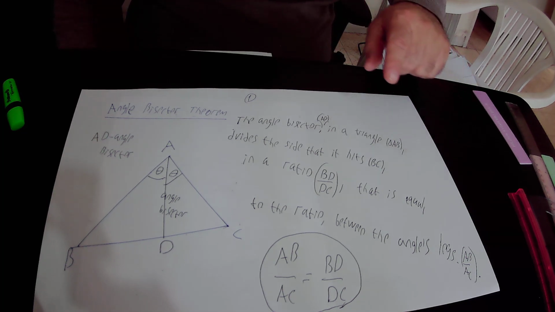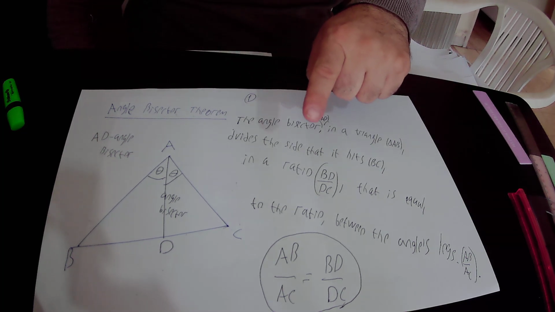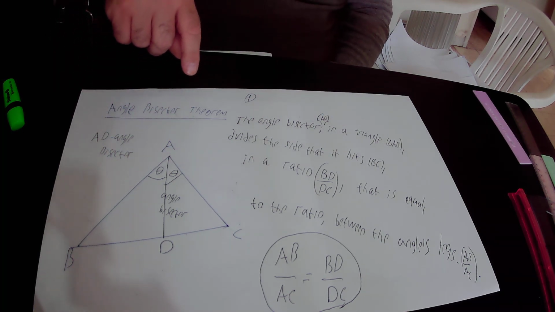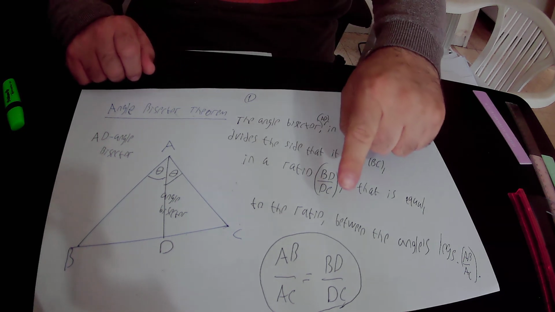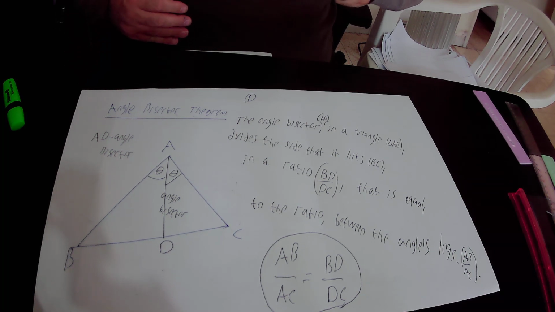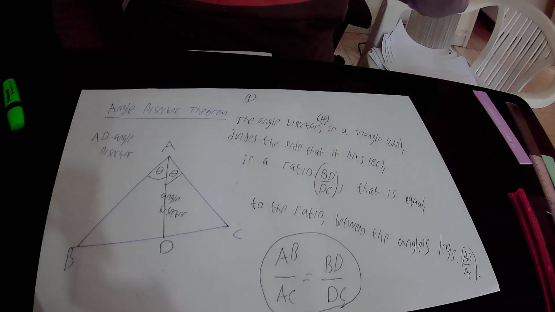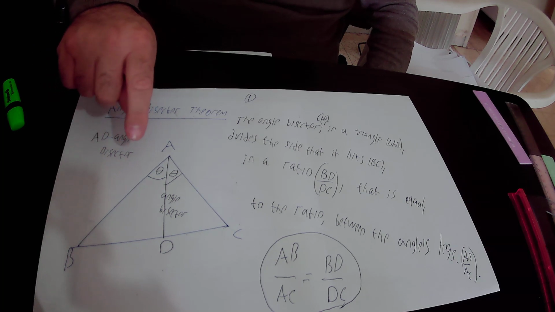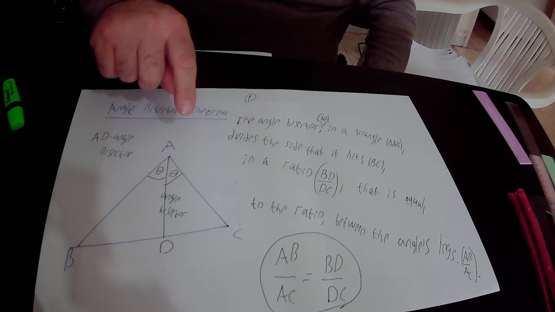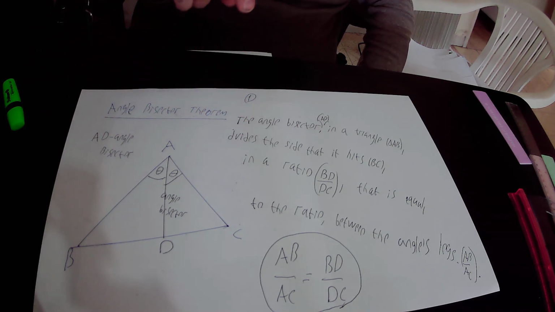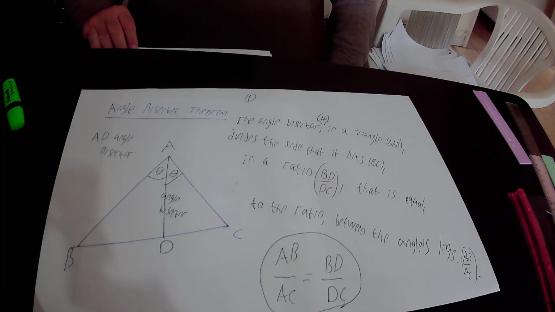So the ratio between the two legs is AB over AC, and that ratio equals the ratio in which angle bisector AD divides side BC, which is BD over DC. That is to say, those two ratios are equal to each other. In other words, AB over AC equals BD over DC. Again, the ratio in which angle bisector AD divides side BC is BD over DC, and that ratio equals AB over AC. That is the angle bisector theorem.